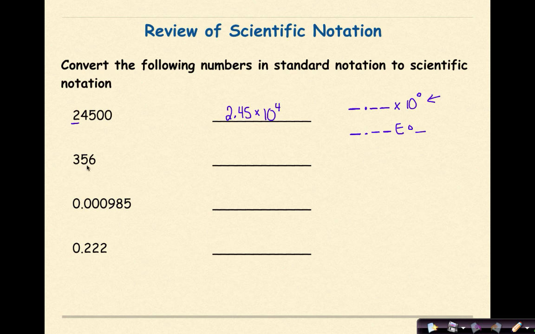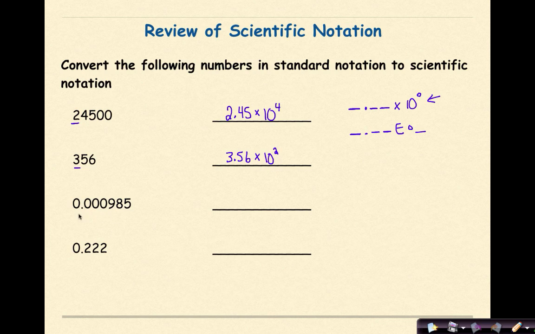We have 356. Again, the number that's going to be in the ones position in my format is going to be 3. So 3.56 times 10 to the 2nd. Please do not say 3.56. It's not 56. It's 56. 56 is a different number. So the correct response for this is 3.56 times 10 to the 2.